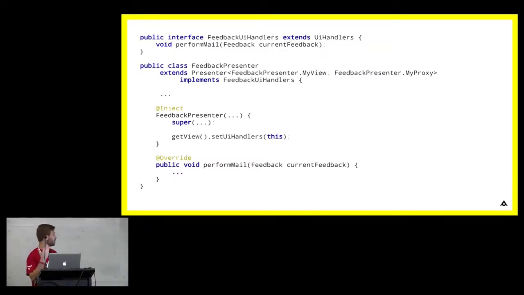And then you have to do two things to be able to implement the pattern. First, you need to implement in your presenter the FeedbackUiHandlers interface that you just created, and then you call getView().setUiHandlers(this). There's also one thing missing here: the view has to implement HasUiHandlers of type FeedbackUiHandlers to be able to set the UI handlers on the view.